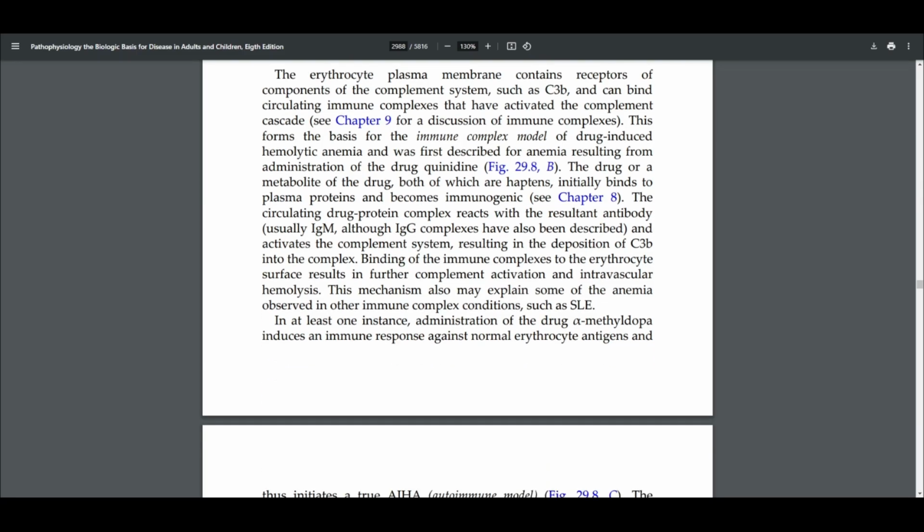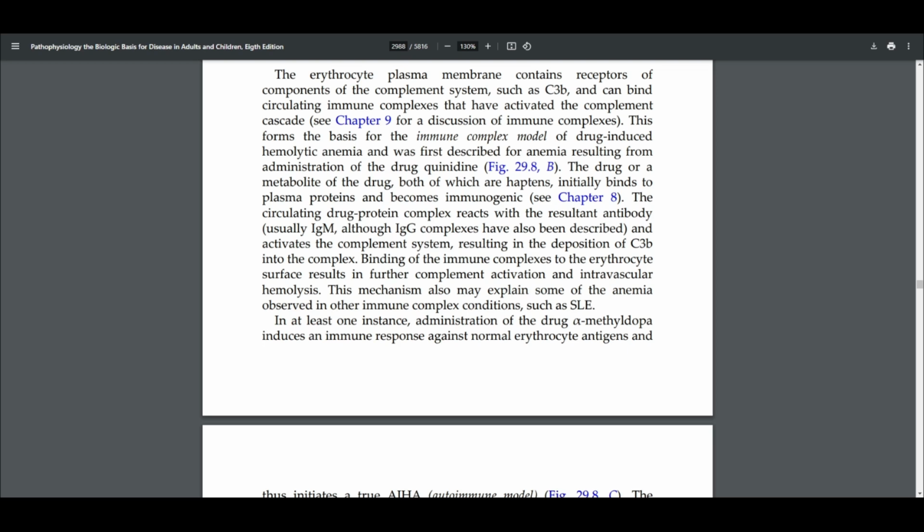The erythrocyte plasma membrane contains receptors for components of the complement system, such as C3b, and for circulating immune complexes that activated the complement cascade. Thus, this forms the basis for the immune complex model of drug-induced hemolytic anemia, and was first described for anemia resulting from administration of the drug quinidine.